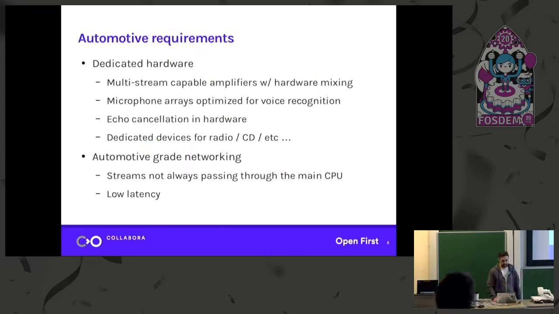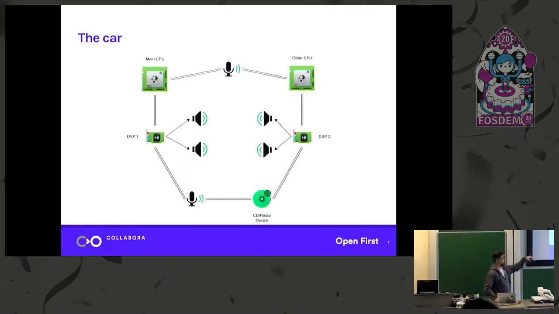So some requirements, basically, I mostly talked about it already. You have a lot of different hardware. And the other thing that I didn't say is that you might have streams that go around without passing through the main CPU. For example, a dedicated hardware CD player that directly puts audio on the DSP, and that audio never passes through the main CPU. Although the main CPU still has control over what plays, you don't actually get the audio data routed through it for performance reasons.